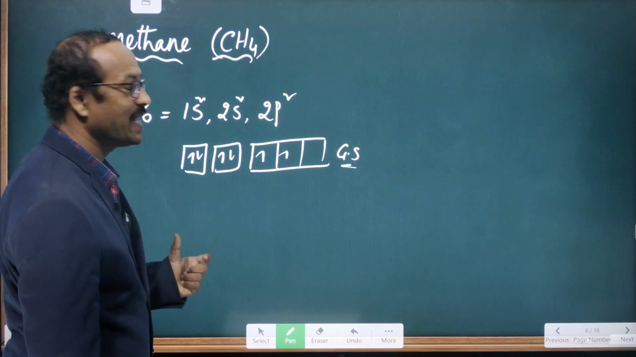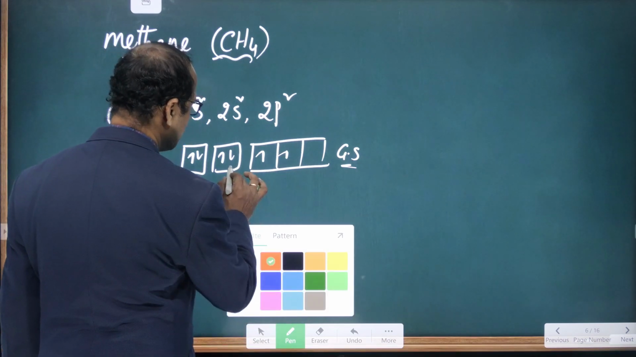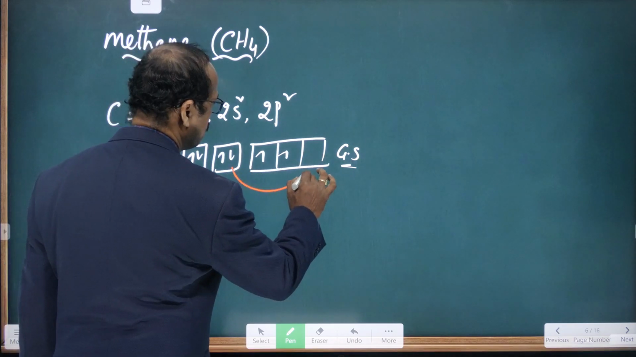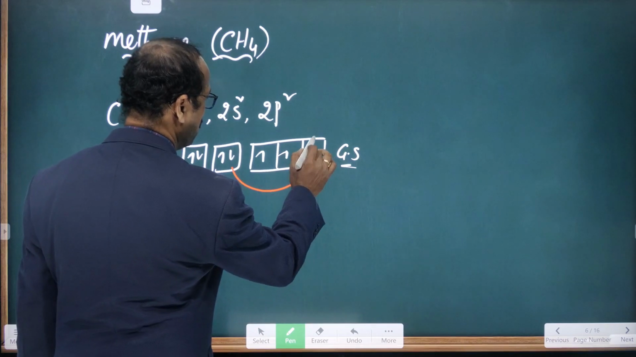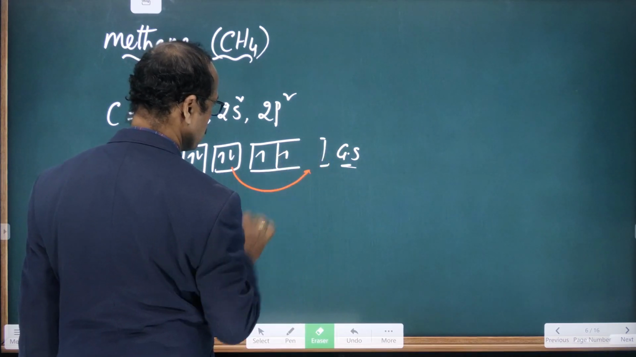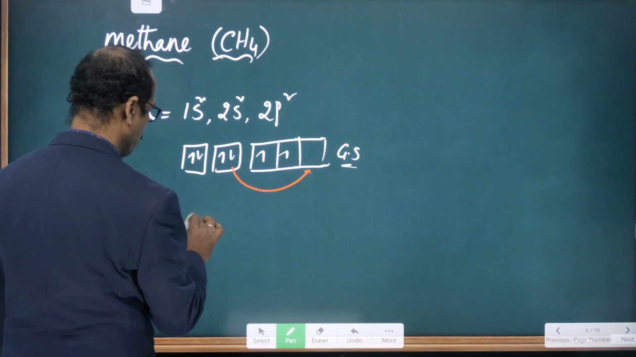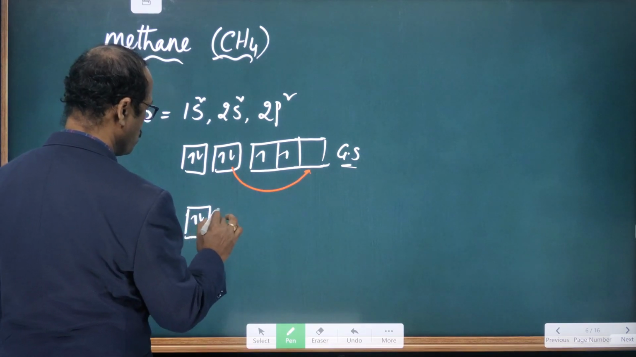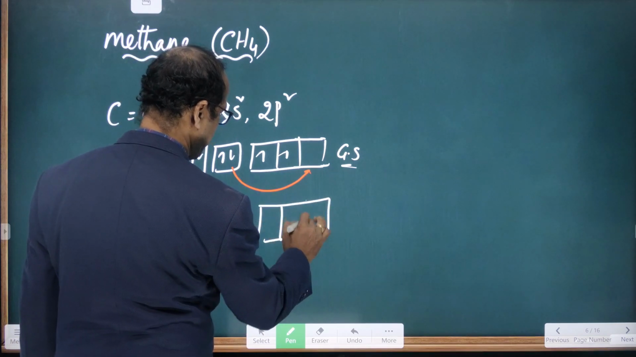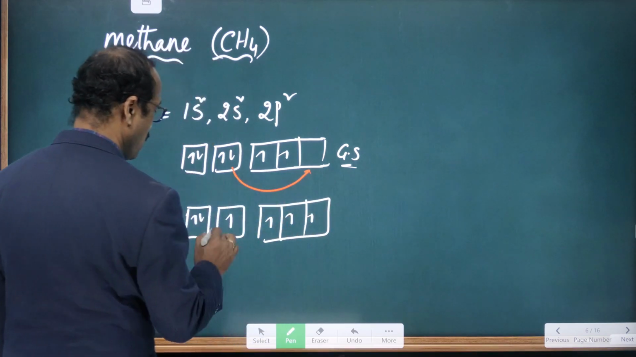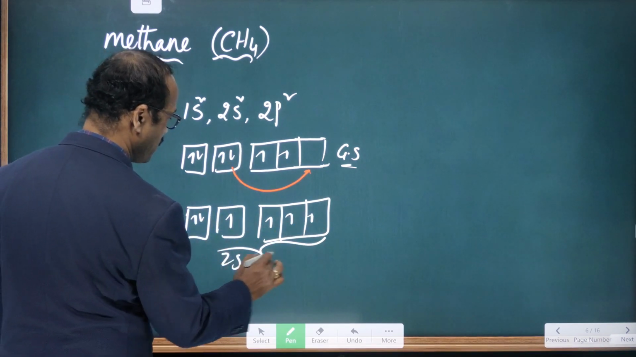Now what happens in the excited state? One electron from the s orbital shifts to the empty p orbital. Then the electronic configuration becomes like this: 2 electrons here, and here only 1 because 1 has gone. This is the outermost shell, and we want only the outermost shell. So this is 2s and this is 2p.